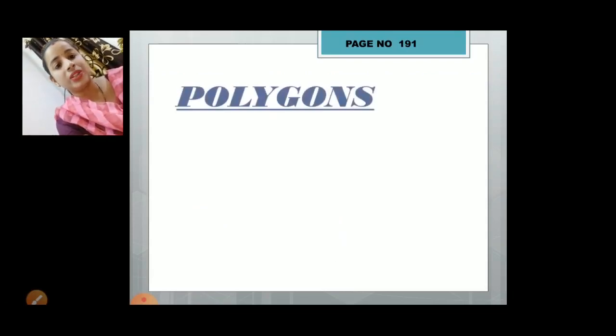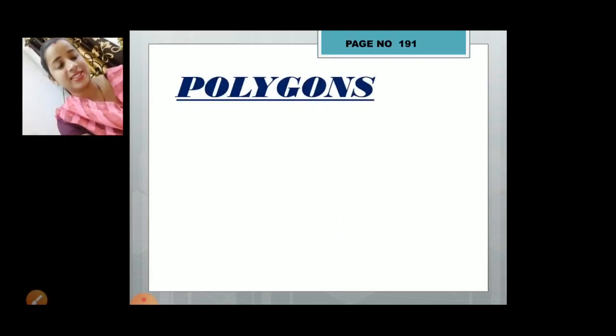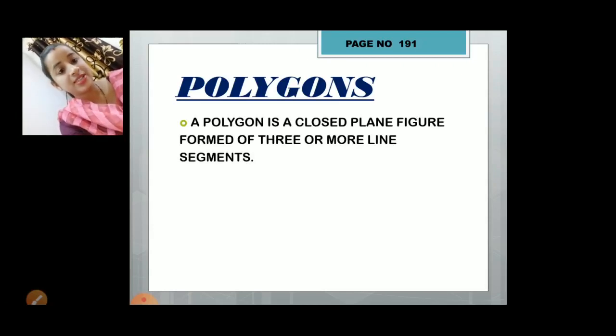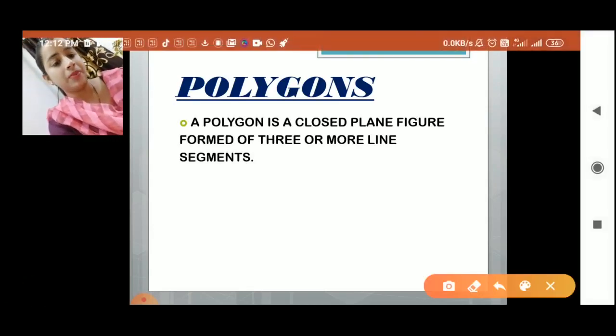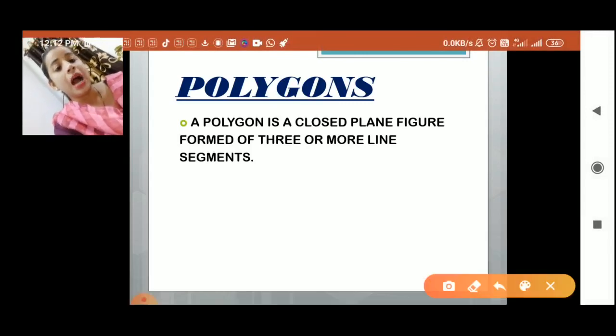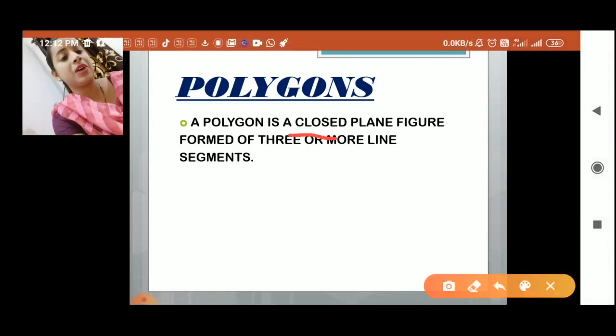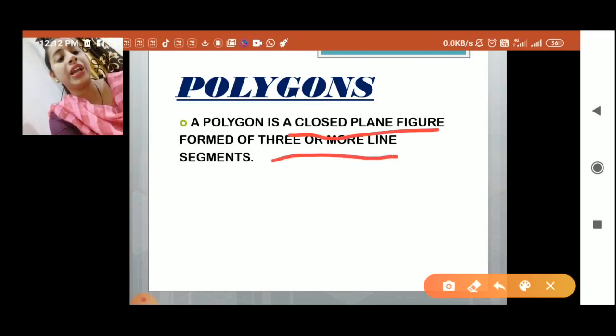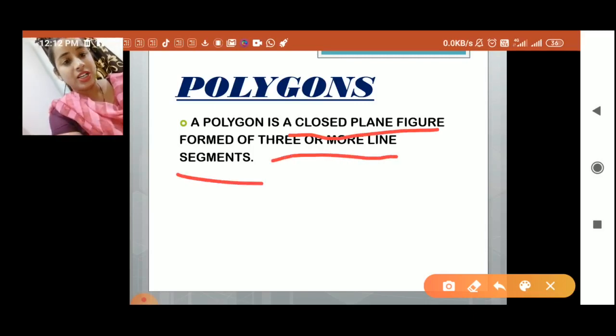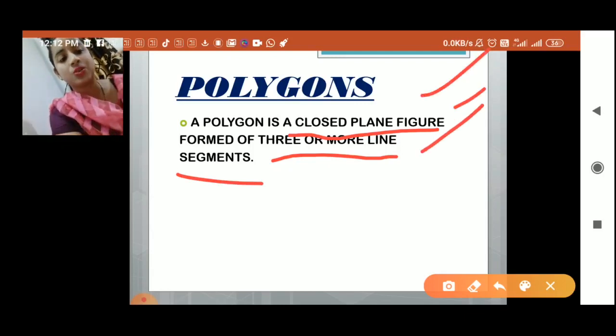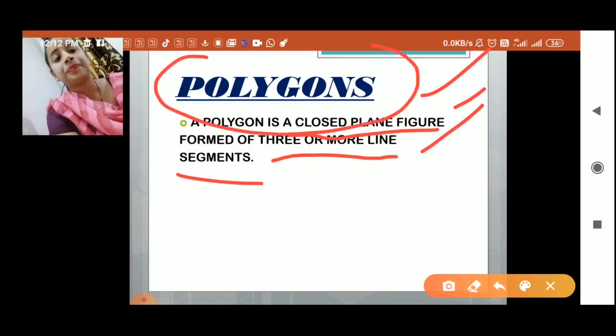So here we are with the important topic, which is polygons. A polygon is a closed plane figure formed of three or more line segments. I repeat the definition and I'll mark the important points. Just see. A polygon is a closed plane figure. First thing, it's a closed plane figure, and second thing, it's formed of three or more line segments, right? So if you find any figure satisfying these two conditions, then it is a polygon, right?